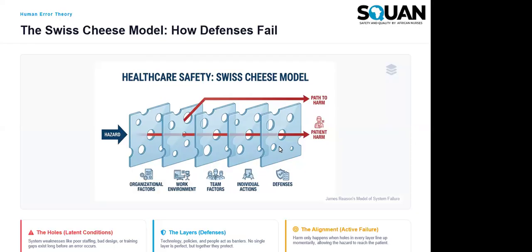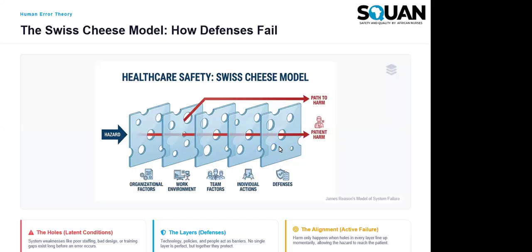Your defenses, for example your organizational factors, how you've built your environment, how you've employed the correct people, how you've documented your policies, are all strong defenses. But no one is perfect. No one defense can prevent an error from happening, because the holes can align in a way that the error passes through all of these defenses and still gets to the patient.